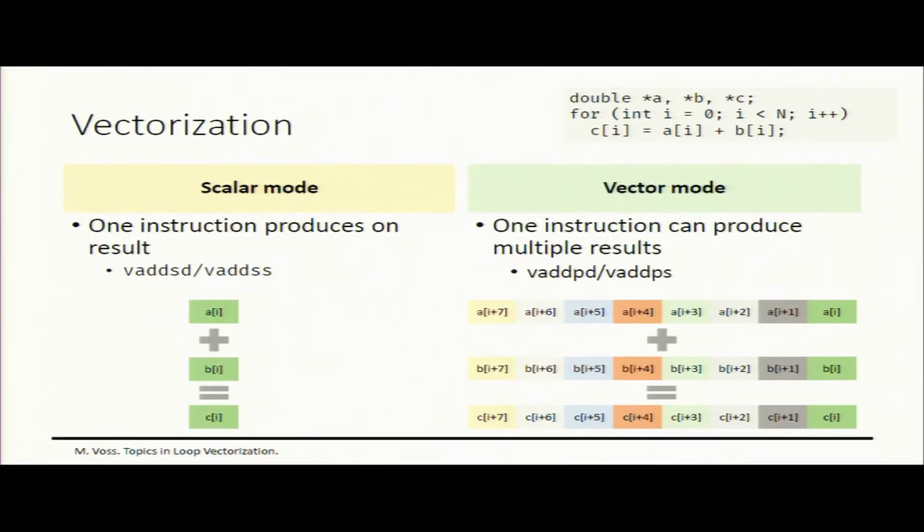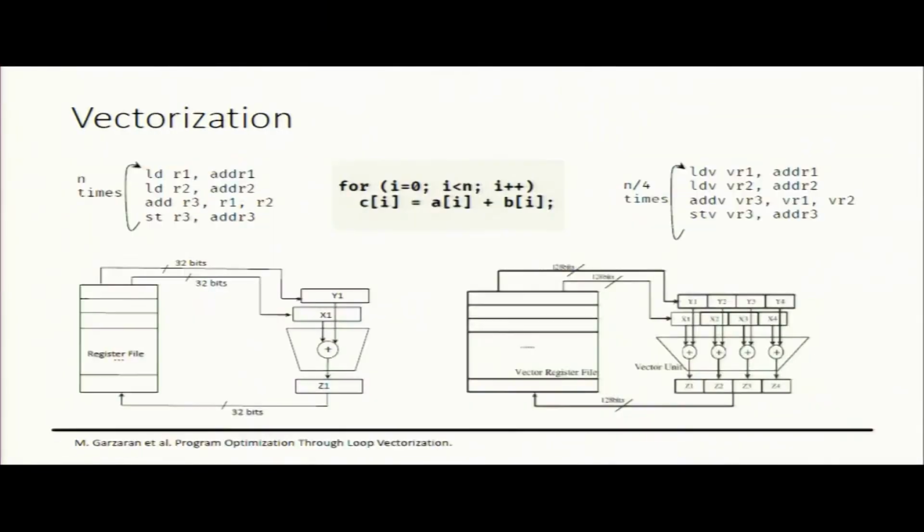Notice that these are instructions, and we'll talk about them in more detail. This is also VAdd, vector add, and this is also VAdd, but here we say S and D, and here we say P and S or P and D. Basically, S means scalar, P means packed, and the last letter means single precision or double precision: S is for single precision, D is for double precision.